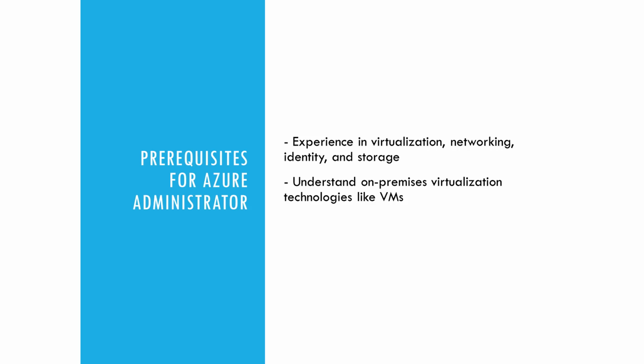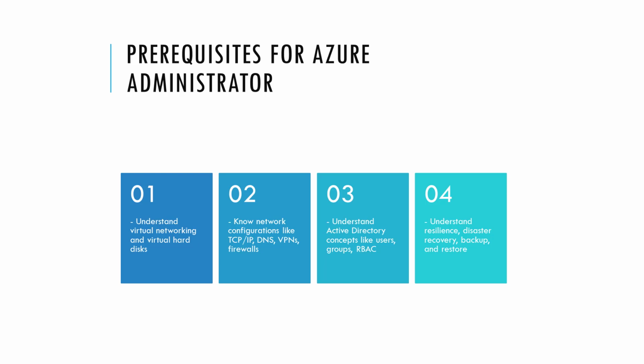You'll get to understand on-premises virtualization technologies, including VMs, virtual networking, and virtual hard disks. You'll also need to understand network configurations, including TCP/IP, domain name system, virtual private networks, firewalls, and encryption technology. You'll need to understand Active Directory concepts, including users, groups, and role-based access control. And you'll need to understand resilience and disaster recovery, including backup and restore operations.